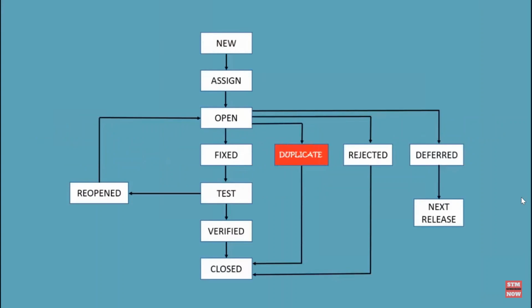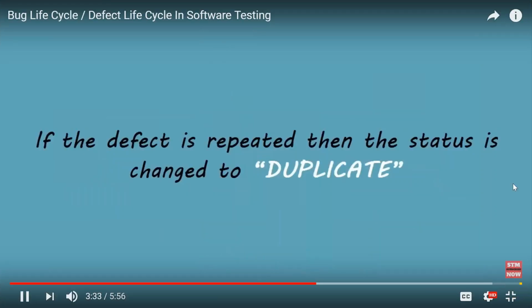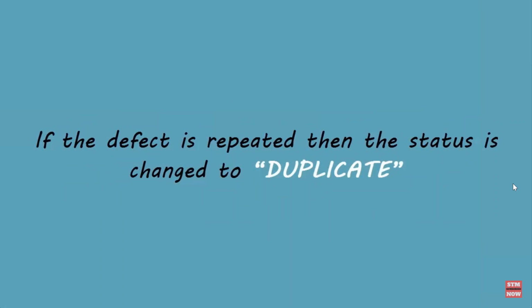Duplicate. If the defect is repeated twice or the defect corresponds to the same concept of the bug, the status is changed to duplicate by the development team.